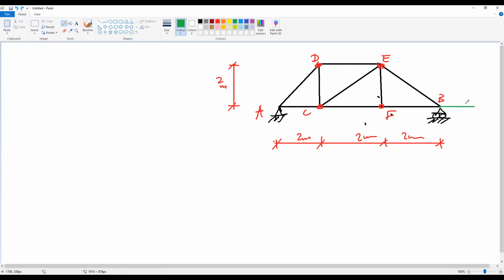Okay, we have 30 kilonewton here, but at the load was here 10 kilonewton. We will move this load and move it to the joint. Anyone has idea how to move this load to the joint and which joint better to transfer to, C or F? Anyone has suggestion for this one?